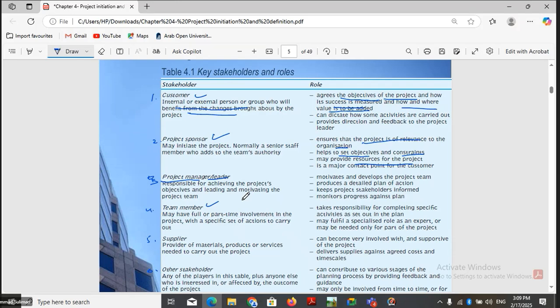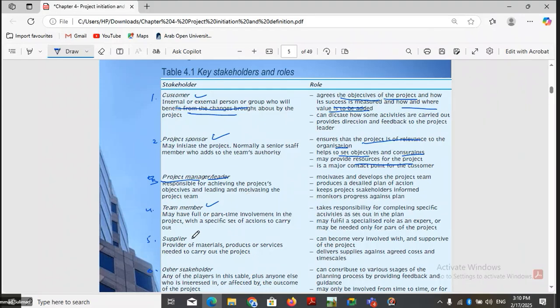They are hired, or they are taken to do the project work. They're going to do some actions. They develop the activities, they work on the activities, fulfill the objectives, and make things practical or real. So those are the team members.